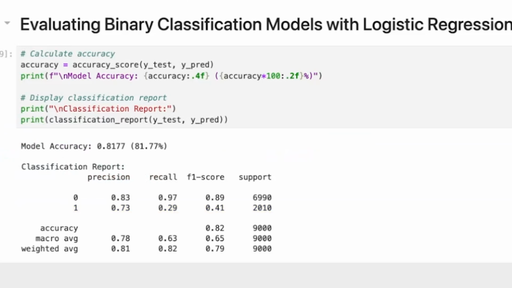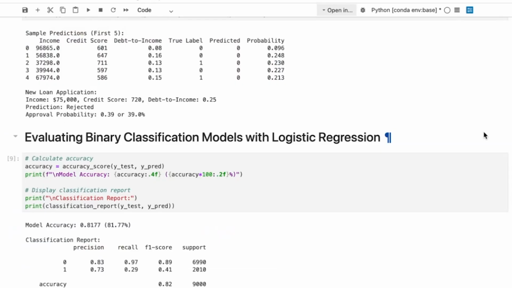Precision tells us what proportion of positive identifications, approved loans, were actually correct. Recall tells us what proportion of actual positives, or approved loans, were correctly identified. The F1 score is the harmonic mean of precision and recall, giving us a single metric that balances both.